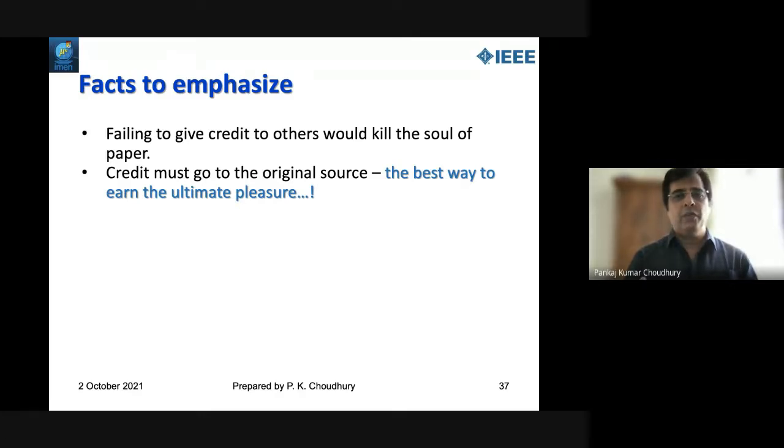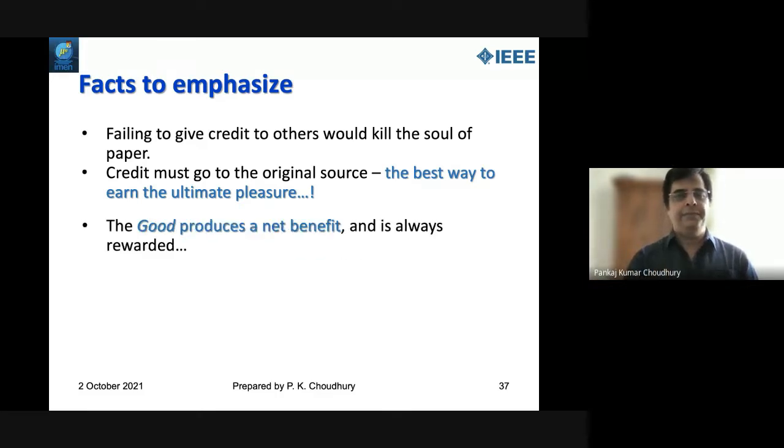The credit must go to the original source. That is the best way to earn the ultimate pleasure, as I stated. I stated my example as well. One must give the credit to the source from where the idea was taken, at the right place. Because, as I stated before, the good produces a net benefit and will always be rewarded.